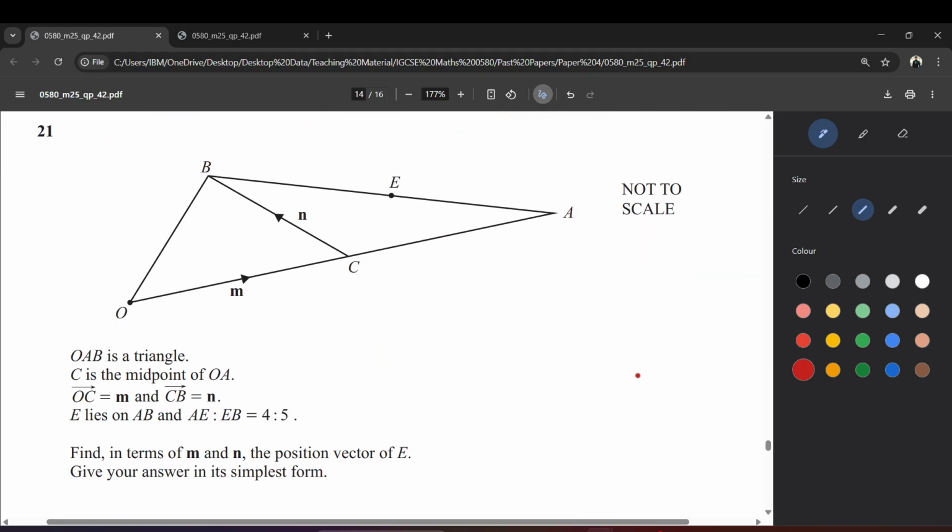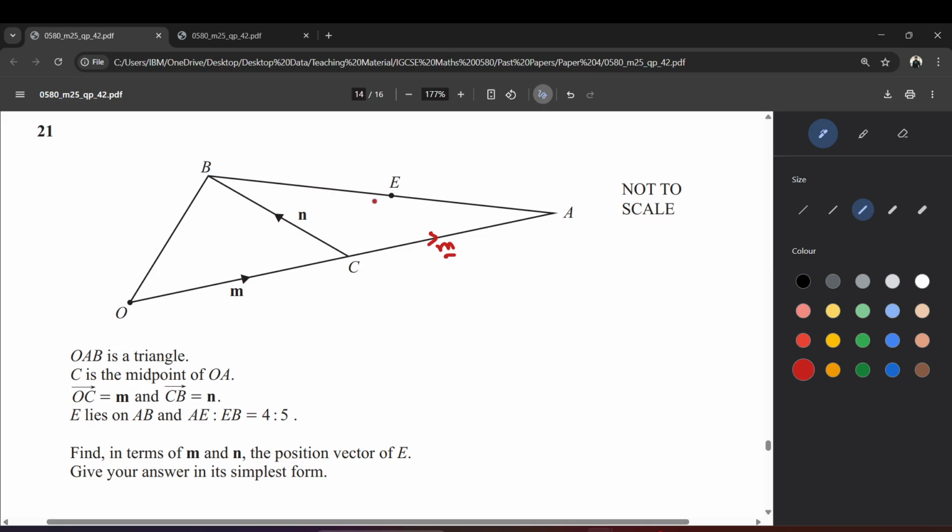Question number 21. OAB is a triangle. C is the midpoint of OA. Okay, C is the midpoint. So if this is the midpoint, and we can see that OC is M, so this should also be M. And CB is equal to N. All right. E lies on AB. Okay, this is E and it lies on AB, and AE ratio EB is equal to 4 ratio 5.